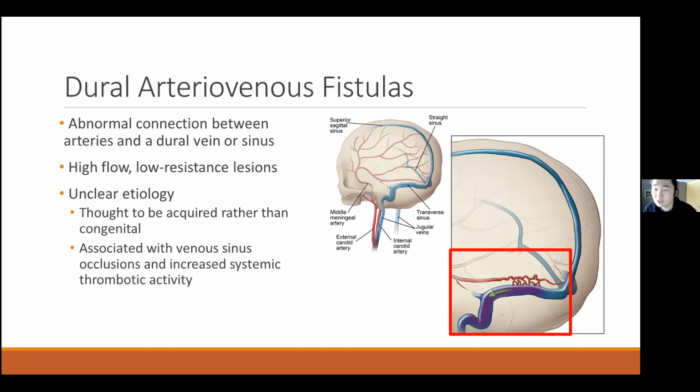But the distinction is that these fistulas don't have the complicated, nasty-looking niduses that AVMs have, like I just mentioned. The etiology of dural AV fistulas is unknown, but they're thought to be acquired rather than congenital. There is a pretty well-known association with having had venous sinus occlusions or stenoses, though the exact mechanism that drives that pathophysiology is unclear.